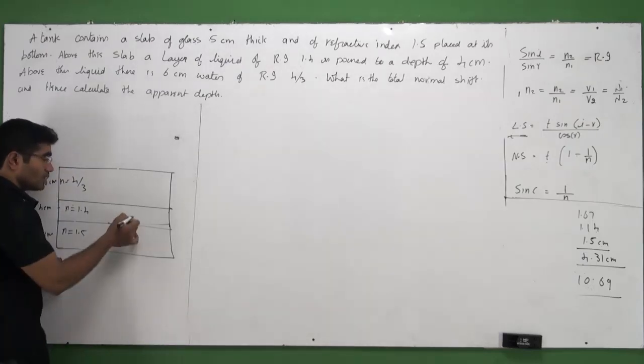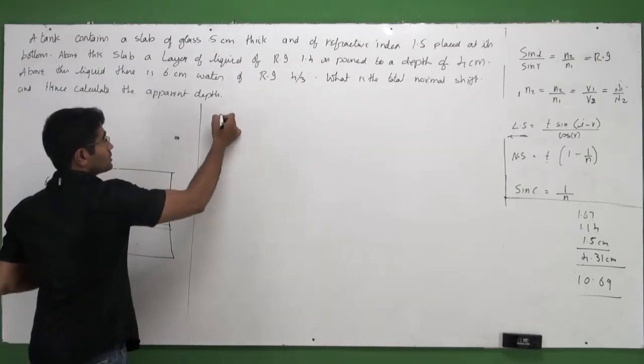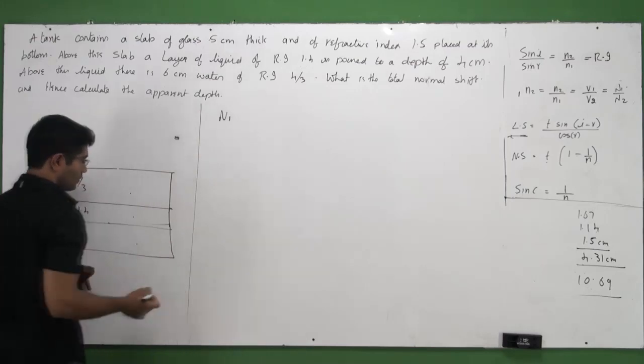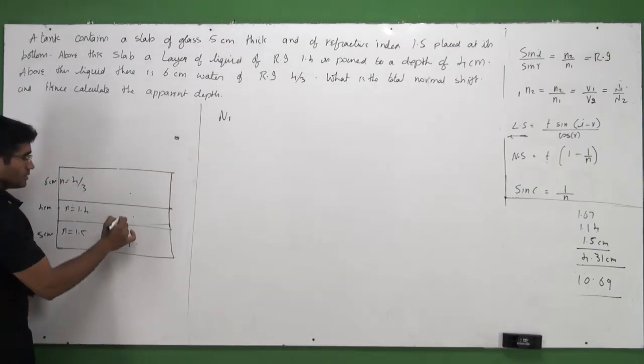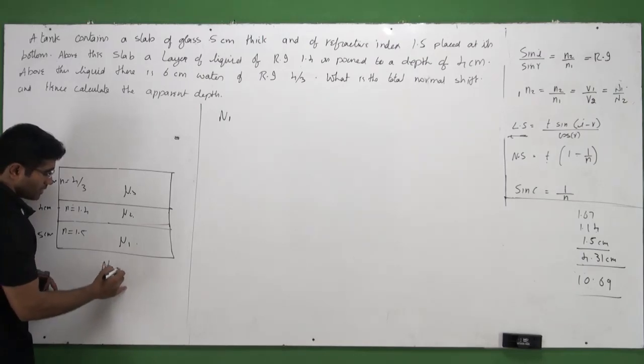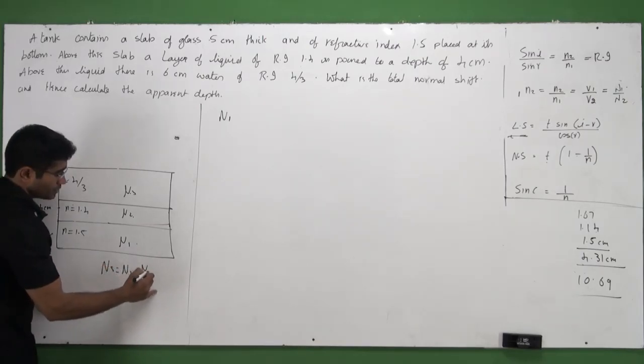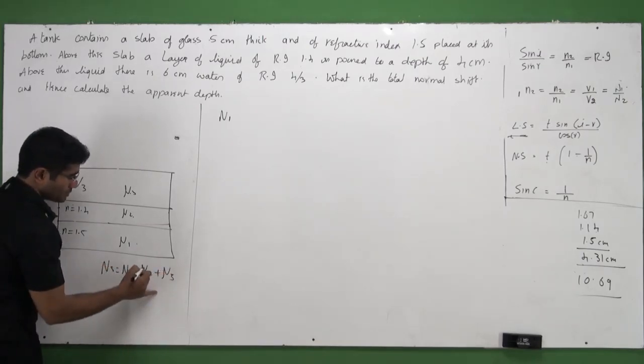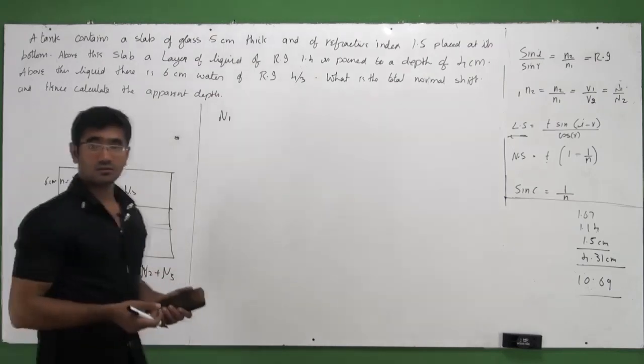So let's go with one by one. Simple problem. Let's talk about the shift first. This is called N1 here, and N2 here, and N3 here. The total shift NS will be N1 plus N2 plus N3. That's the whole problem. It's a very simple problem and sometimes asks 5 marks.